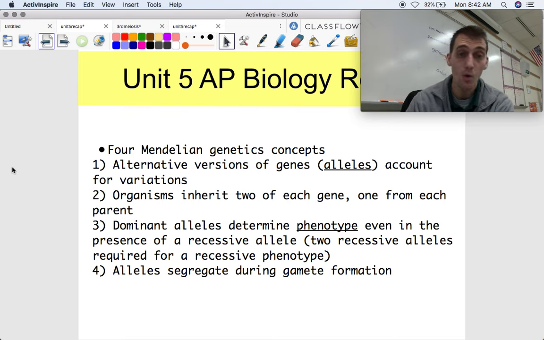Number 2, organisms inherit 2 of each gene, one from each parent. You get one from mom, one from dad, and the version that you get determines your traits. Number 3, dominant alleles determine phenotype, even in the presence of a recessive allele, what I was talking about before.